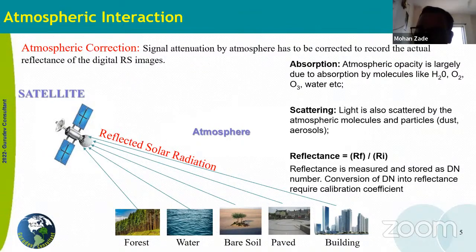And when you want to convert that digital number into reflectance, then you need atmospheric corrections because of these attenuations, or because of these absorptions and scatterings. To get the reflectance, the satellite's metadata is always provided with some calibration coefficients. These calibration coefficients can be used to correct our digital number or convert that digital number into reflectance.